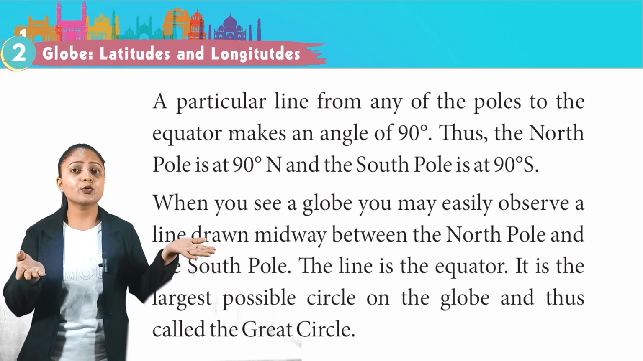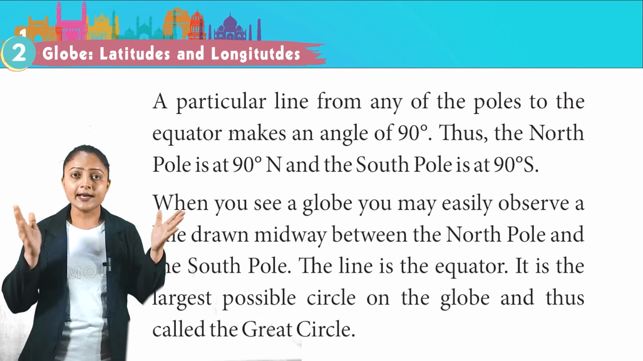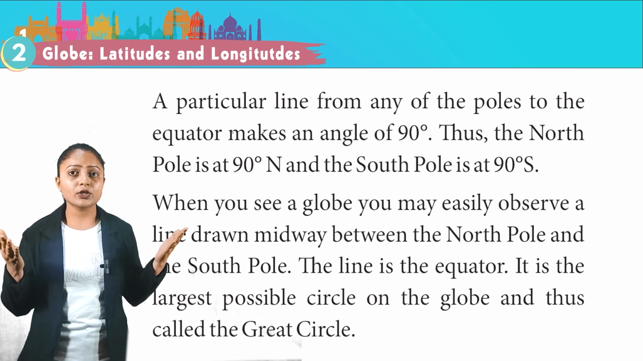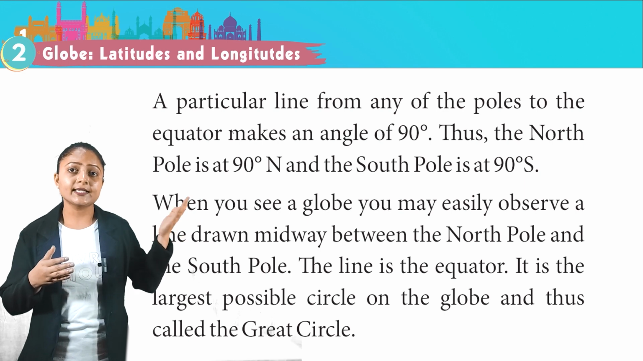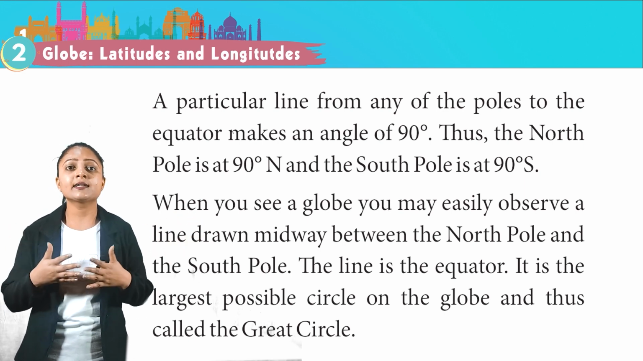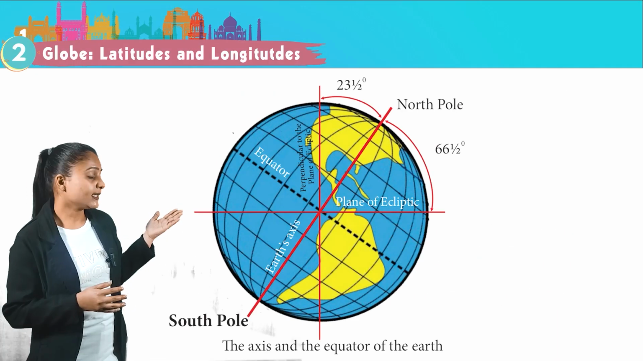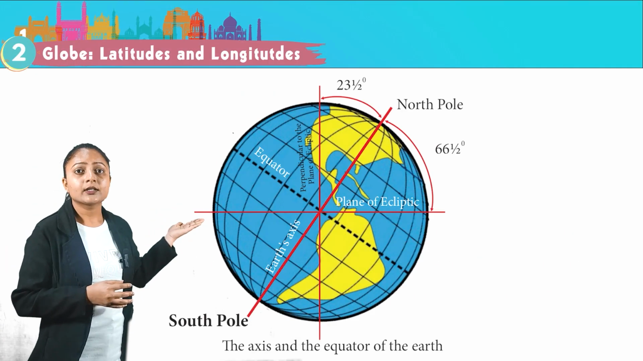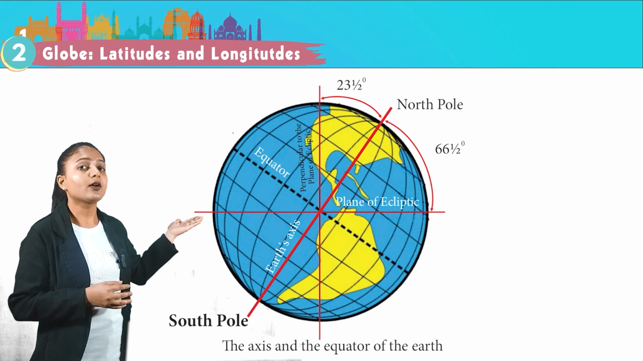When you see a globe, you may easily observe a line drawn midway between the North Pole and South Pole. The line is the equator. It is the largest possible circle on the globe and thus called the Great Circle. This is an image of the Earth, the axis and the equator of the Earth.